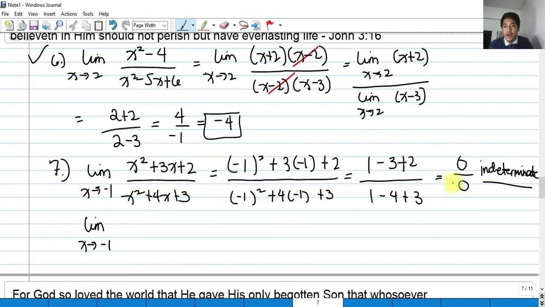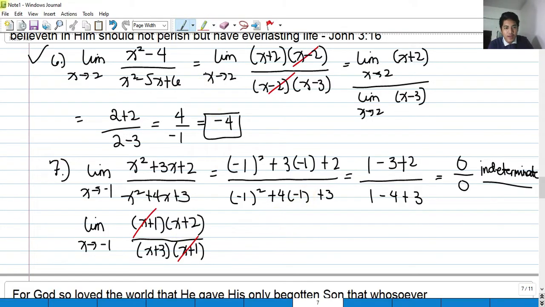So, if this answer appears, that is an indeterminate form, meaning that you will have to do something in our function. If we simplify that, x squared plus 3x plus 2 is simply x plus 1 times x plus 2 over x plus 3 times x plus 1. That is still the same. As you can see here, this x plus 1 would simply cancel.